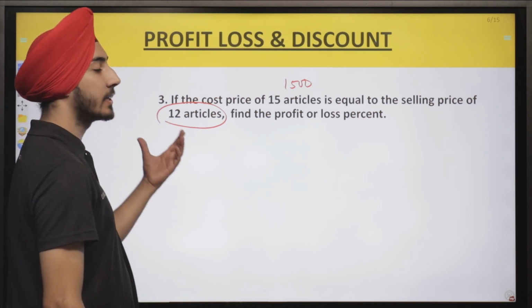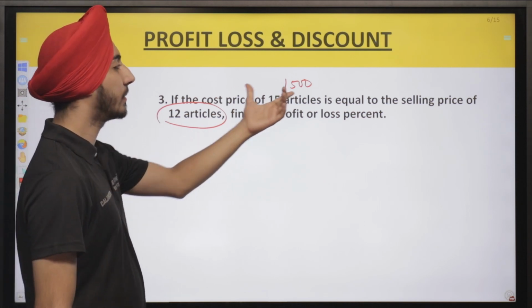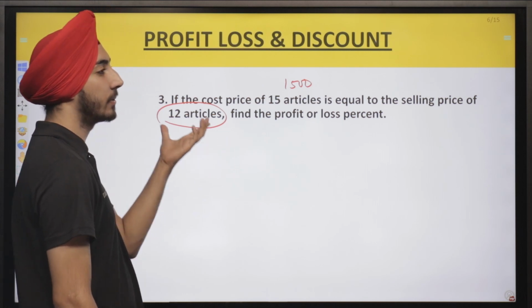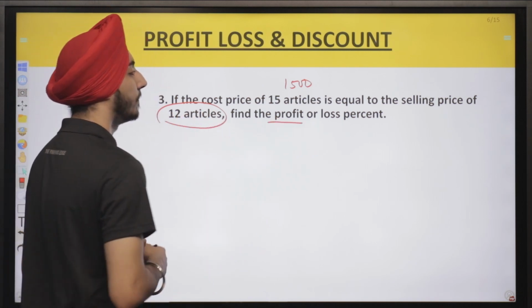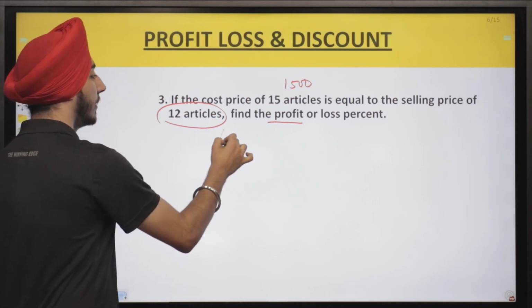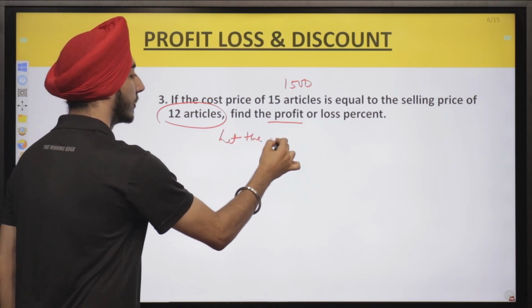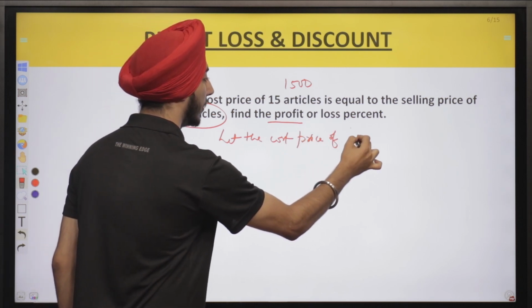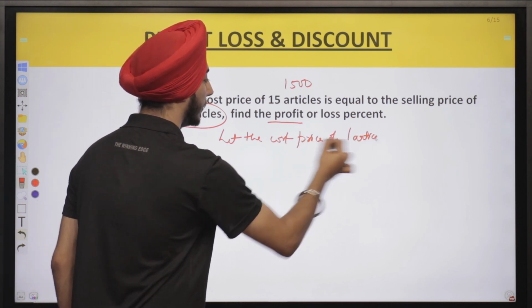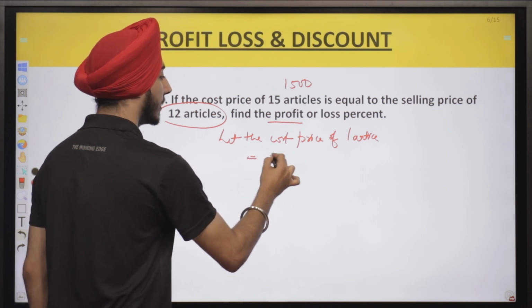So obviously we are selling at more and buying at less. We are buying at less and selling at more. So that is definitely a case of profit. Now what are we going to do? Let the cost price of one article be equal to rupees X.